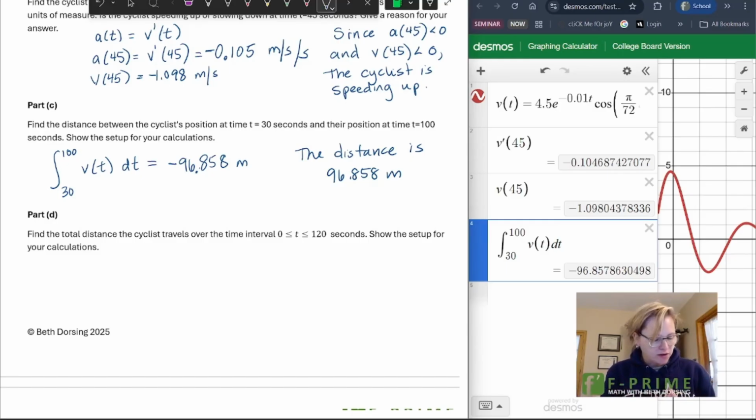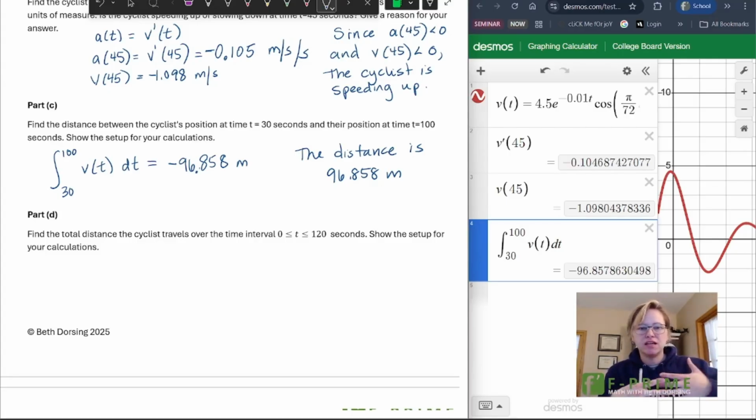All right, final question here. Find the total distance that the cyclist travels over the time interval 0 to 120. Show the setup for your calculations. Now, total distance basically means how many miles did he put on his bike. So it takes any direction out. So essentially what we're doing here is we're going to look at the absolute value of our velocity curve. And all that's going to do is it's going to take any of those directions where I maybe moved in the left way and it's canceled out any movement in the right way.